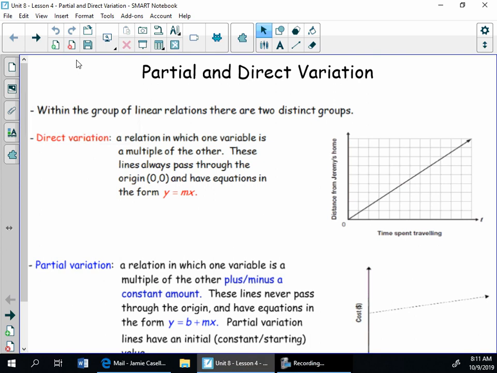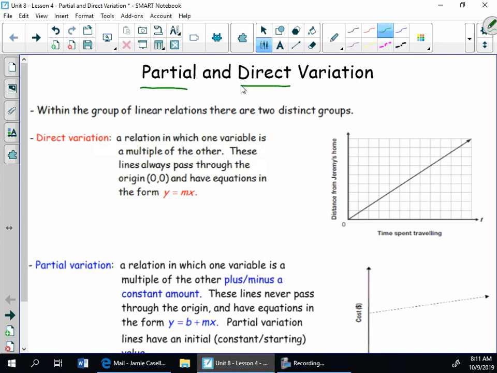In today's lesson, we're going to take a look more at linear relations, the idea that we have lines. We're going to look at the different kinds of lines we can have. There are two different big ideas today, two names we're going to have to try and recognize. Name number one is partial, and name number two is direct. And these are both lines, but they're different kinds of lines.